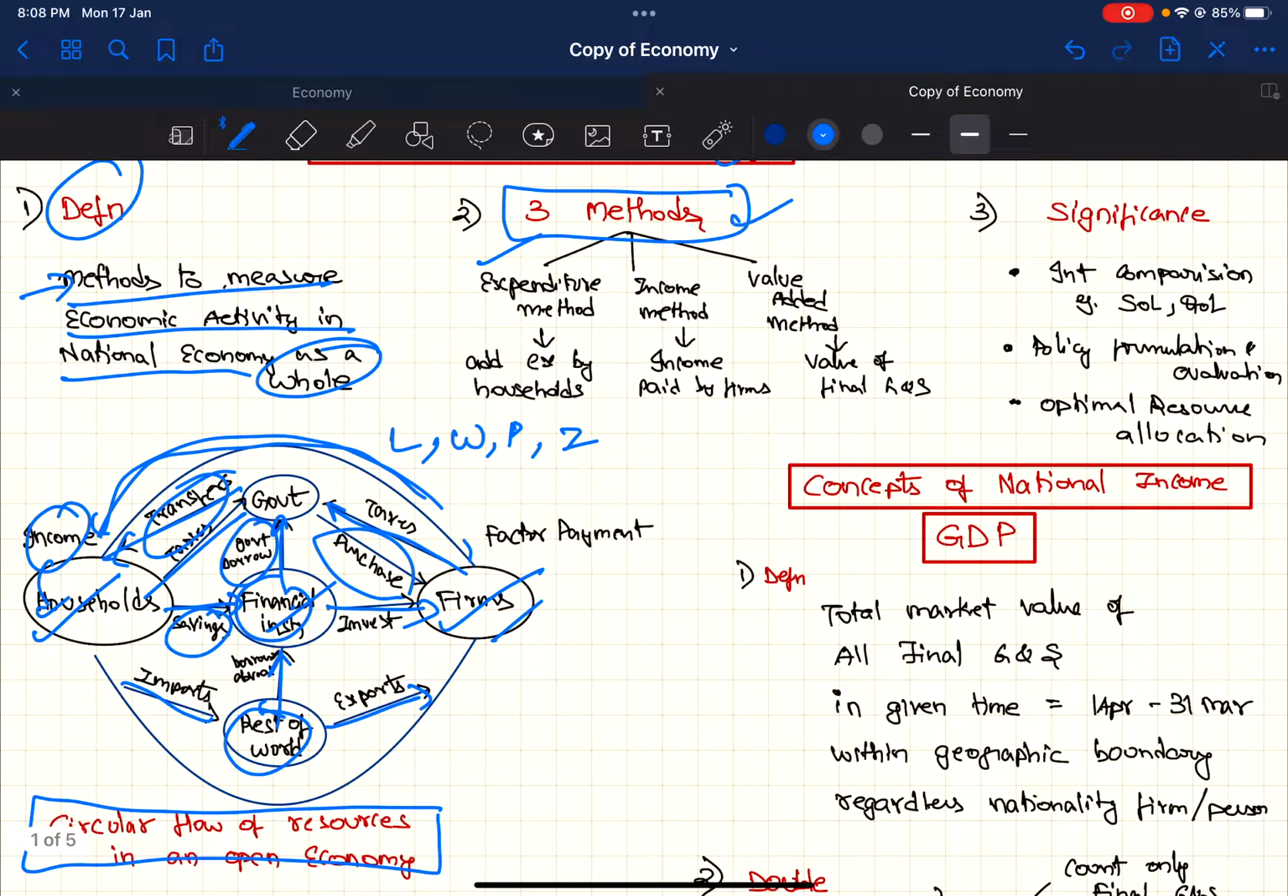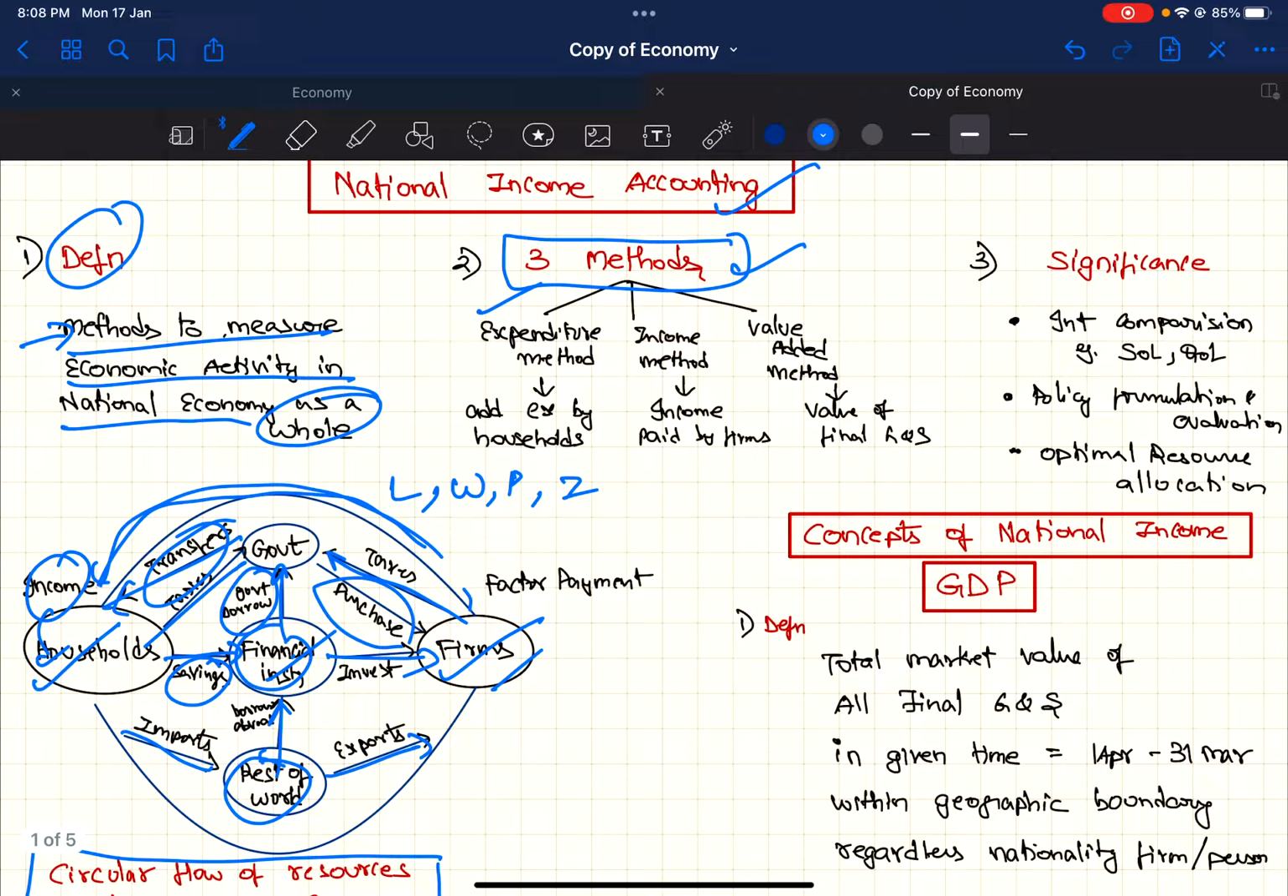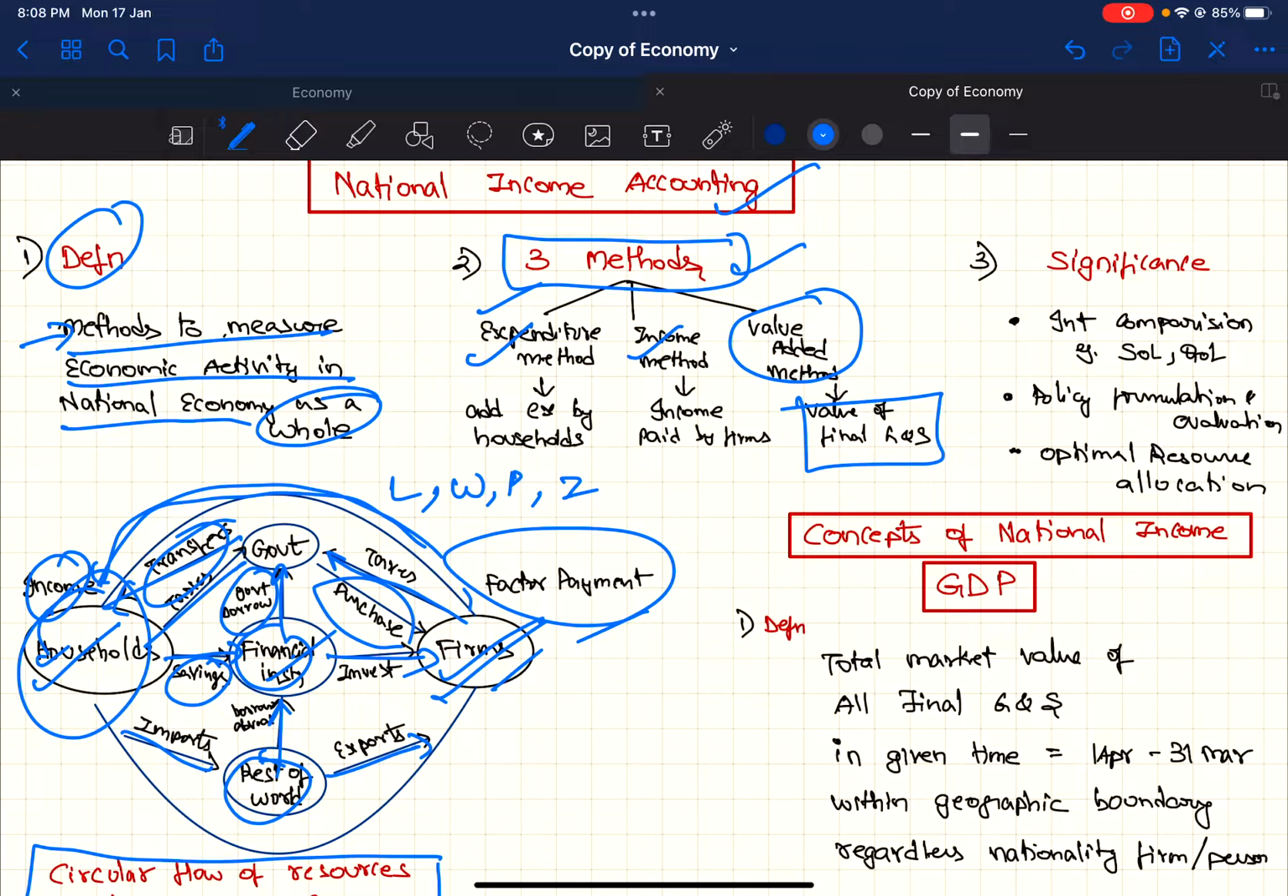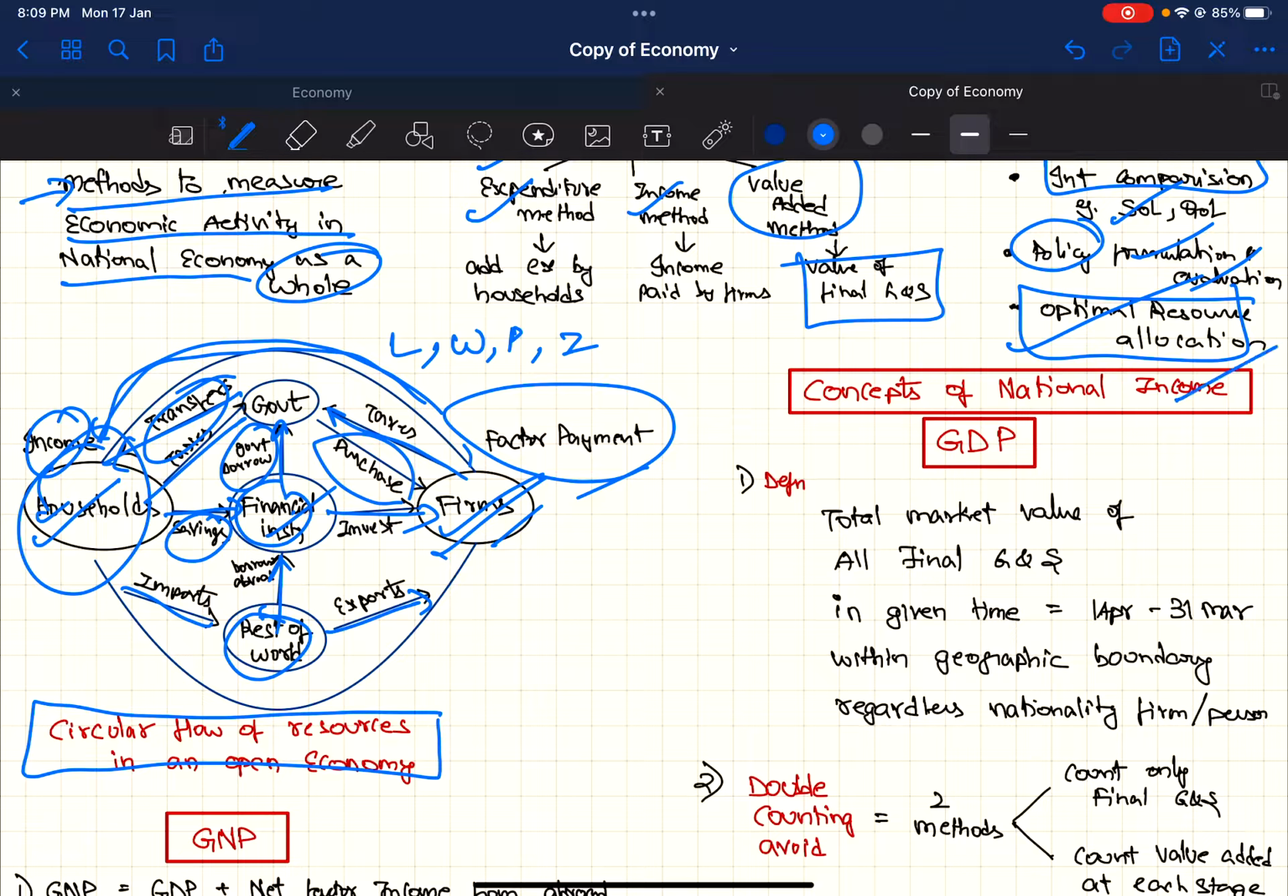So there are three methods to do the national income accounting: the expenditure method, which adds the expenditure of the households; the income method, which adds the factor payments by the firms; and the value added method, which adds the value of final goods and services. So why do national income accounting? For international comparison, to compare standard of living between two countries, to evaluate and formulate policy, and to provide for optimal resource allocation.